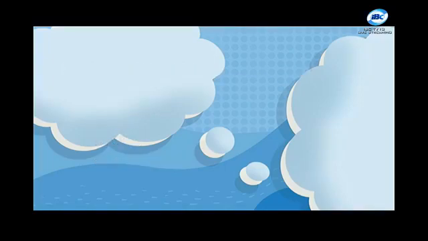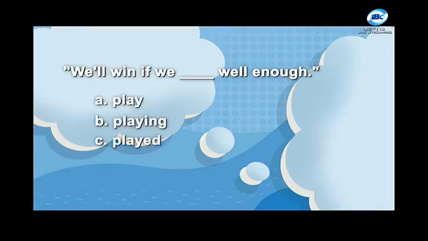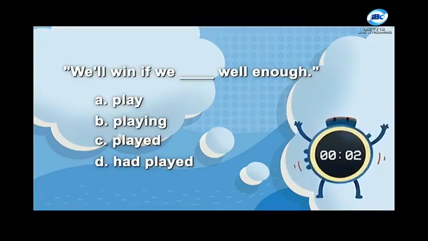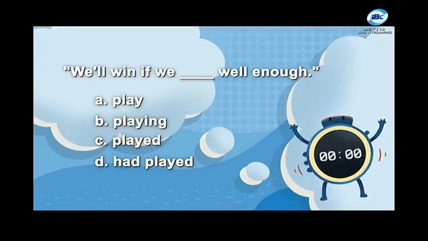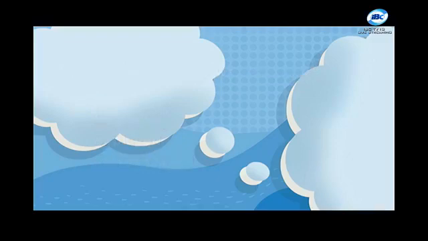Number 3. We'll win if we blank well enough. Which is correct? A. Play. B. Playing. C. Played. Or D. Had played. Did you write A? Then that is correct. Nice work. We'll win if we play well enough. You're doing good so far. Here's the next one.